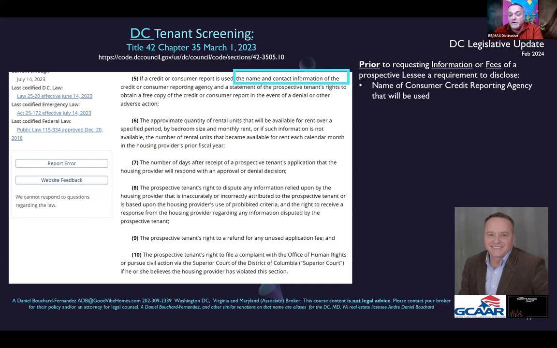RentSpree and similar ones. So we have to name the consumer credit reporting agency. RentSpree uses TransUnion. So you would have to state that we're using RentSpree. Here's the link to the RentSpree application for this property. And RentSpree uses TransUnion, so your credit report as it's stated in TransUnion is what we're going to be pulling.